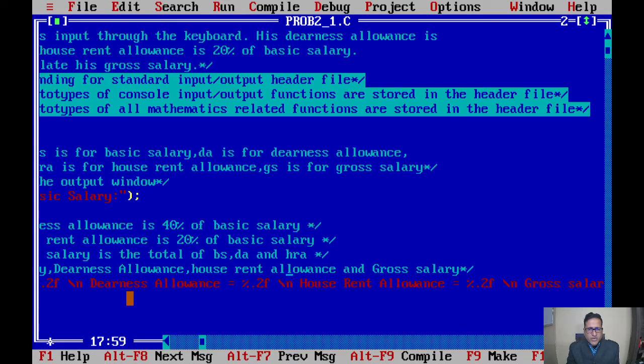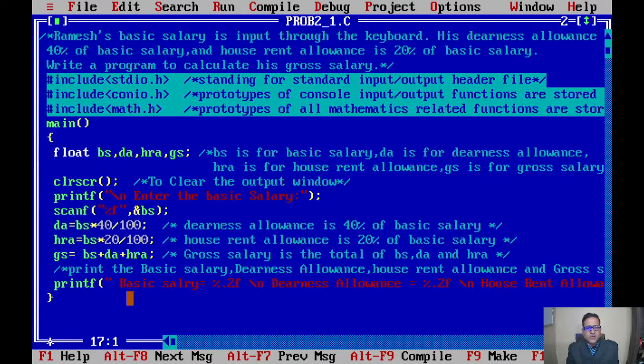So for this we have the command printf. We write printf, inverted commas, space, "Basic salary is equal to", and it will be written as it is given here, so it will be displayed at the output. And here we use %f. We can use the %f.